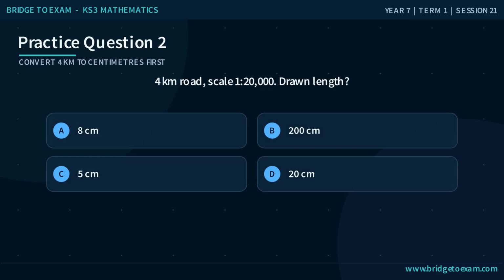Practice question 2. A real road is 4 kilometers long. On a map with scale 1 to 20,000, how long is the road drawn in centimeters? Option A is 8 centimeters. Option B is 200 centimeters. Option C is 5 centimeters. Option D is 20 centimeters. Pause and convert 4 kilometers to centimeters first.